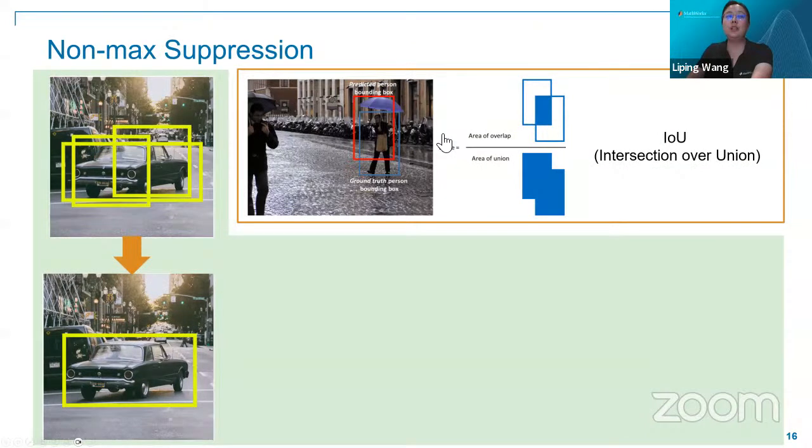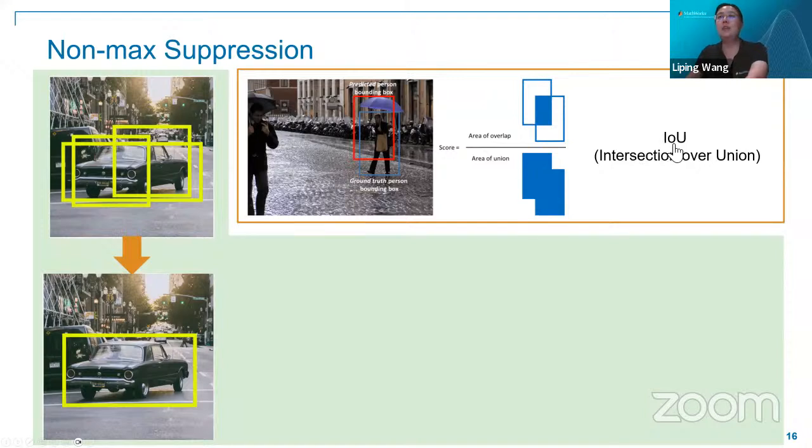In order to introduce the algorithm, I need to introduce the concept of IOU. IOU stands for intersection over union. It's very easy to understand. Here we have 2 bounding boxes, and the IOU is defined as the area of overlap over the area of union.